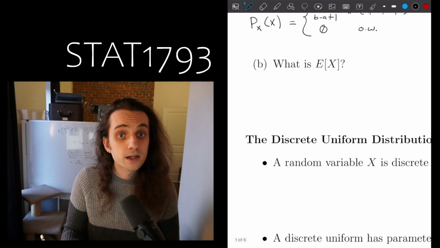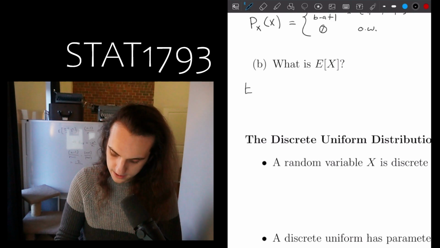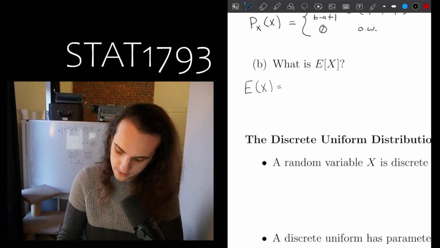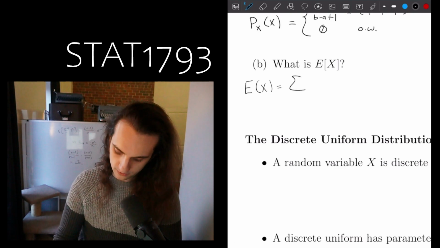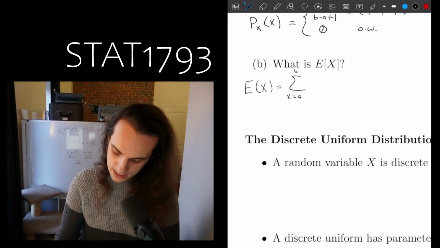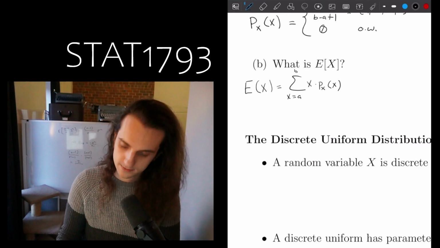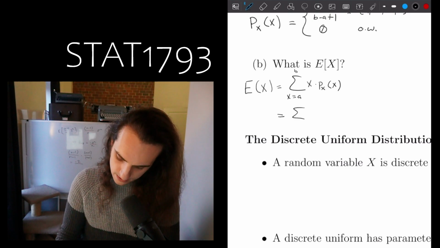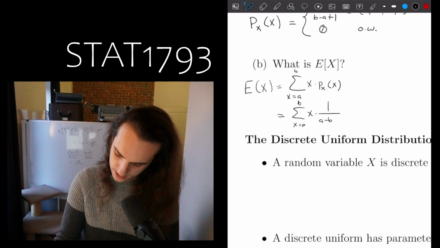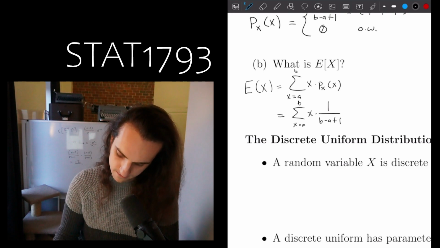Right? Now, because we can write down the probability mass function here, we can also write down explicitly what the expected value is, right? And so we can write this out as the summation over all possible values for x, so that's going to go from a up till b. And we're going to take x times the probability of x, right? This is our definition of the expected value. So this is the sum over x from a to b of x times 1 over b minus a plus 1. Apologies, b minus a plus 1, right?